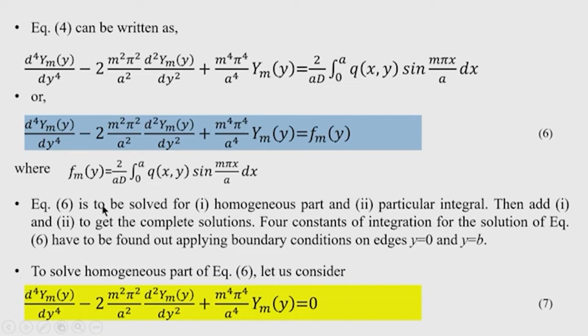Okay. In equation 6, you can see this is an ordinary fourth order linear differential equation with constant coefficients, but this equation is non-homogeneous because of the presence of the forcing function, which appears as a function of y. Because of this non-homogeneous equation, as per the theory of linear differential equations, we have to find the solution in two parts. One is the homogeneous solution and the second is the particular integral or particular solution.